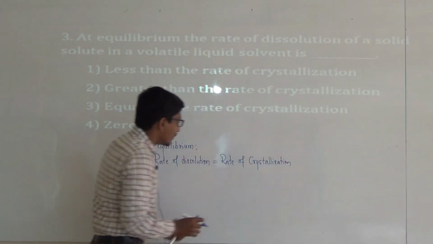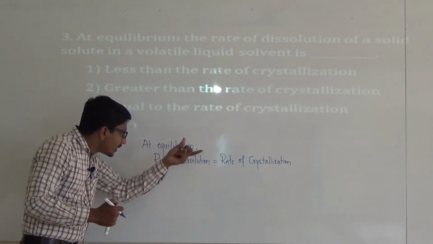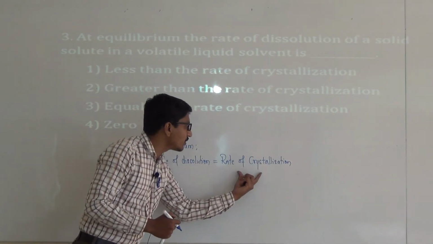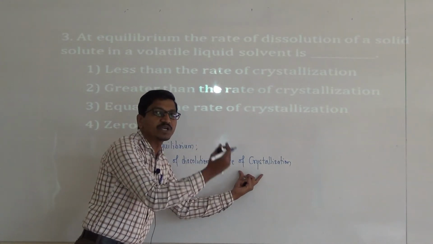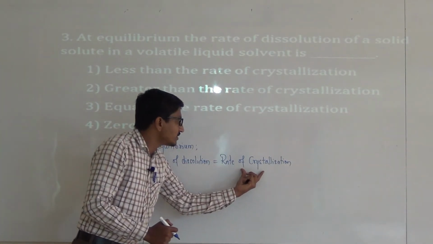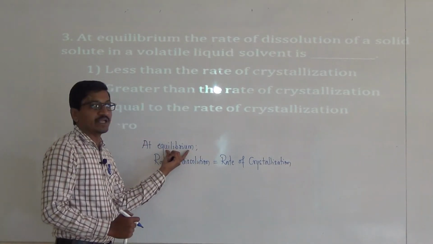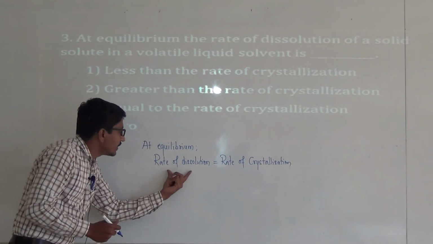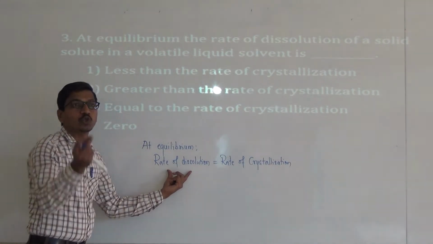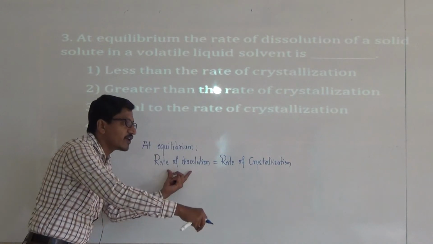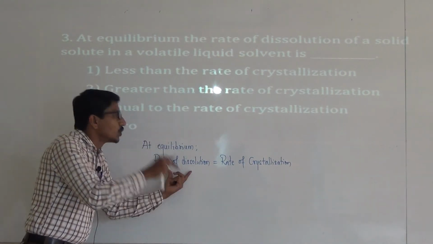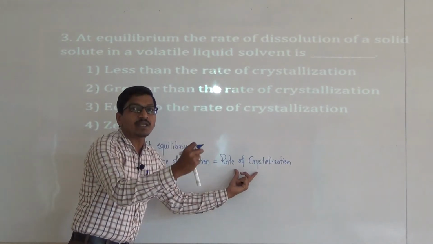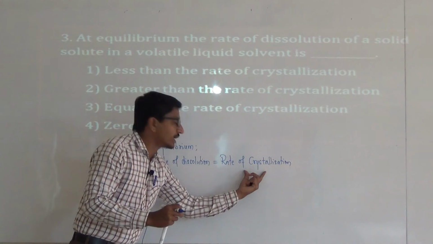That means the amount of solute dissolved in the volatile solvent is always equal to the rate of crystallization or precipitation of solute particles; both are equal at equilibrium. At equilibrium, the solute particles are dissolving at the same rate in the volatile solvent, and at the same rate the solute particles collide to form a precipitate.